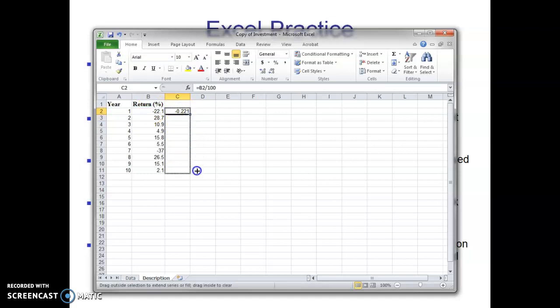Okay. Now, once we've converted them to decimals, we then need to add 1 to them. Equals this value plus 1.